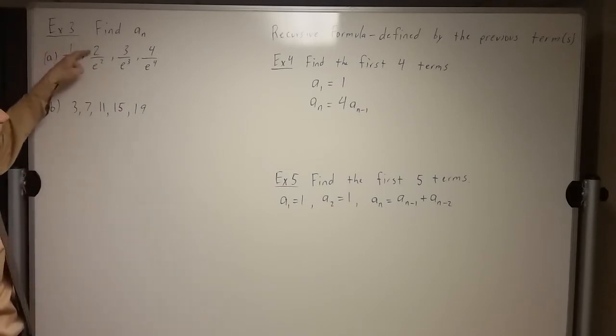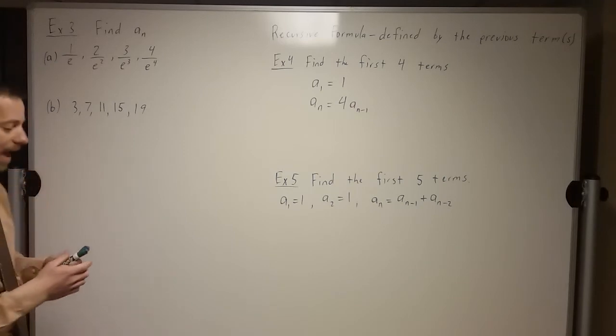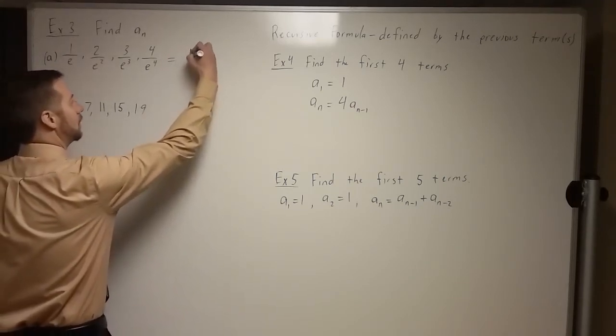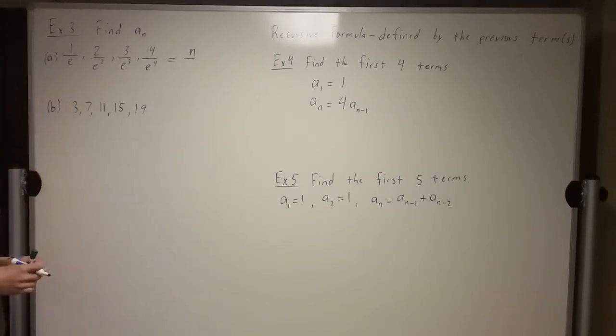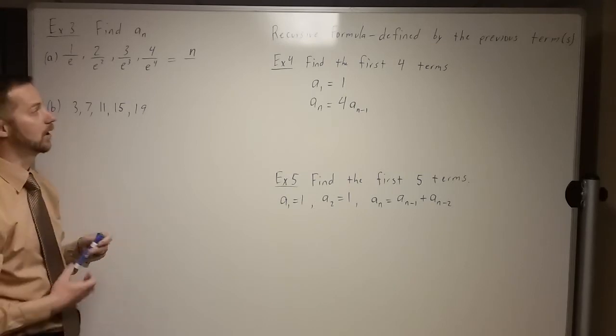Do you notice the top number here is just whatever term we're on? That makes the top number be n for our nth term. So you notice our first term is a 1, second term is a 2, third term is a 3, and we're thinking about not how it relates to the previous term, we're thinking about how it relates to the index, to what term we're on.